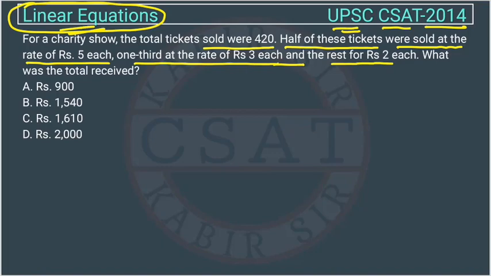So how will we do it? Total is 420 tickets, right? And out of it, half of these tickets were sold at the rate of 5 rupees. So half of this will be 210. They are sold at the price of 5 rupees, right?